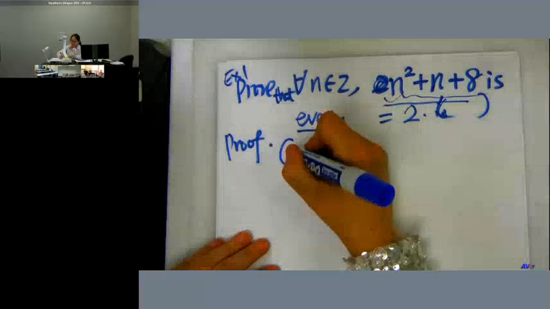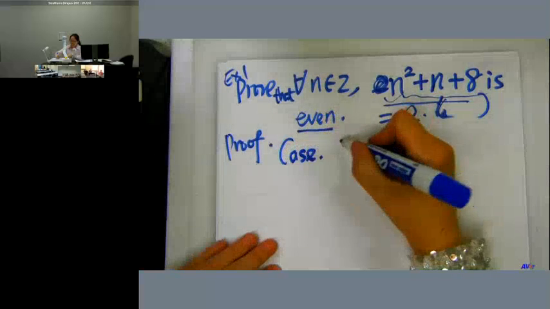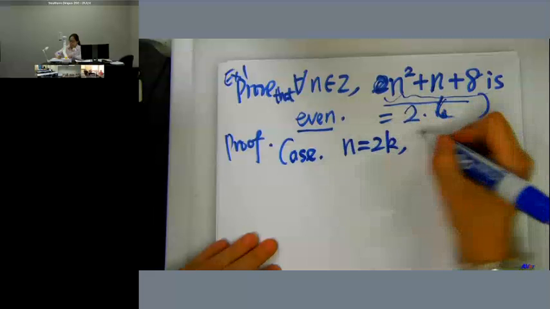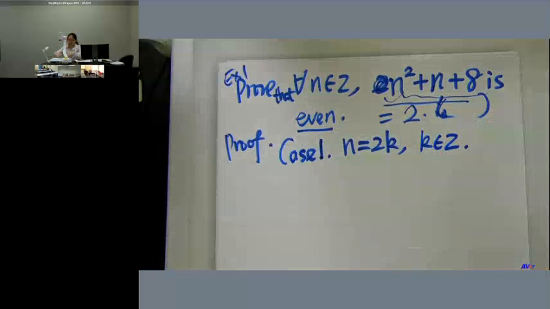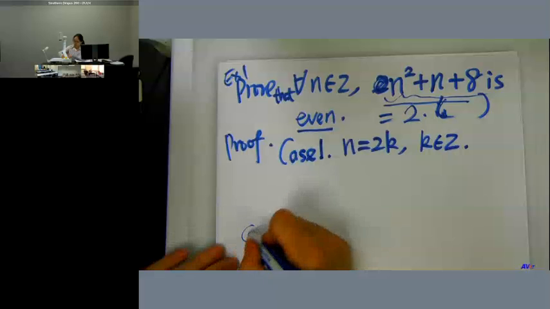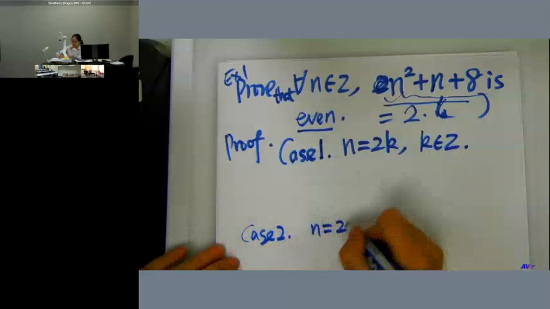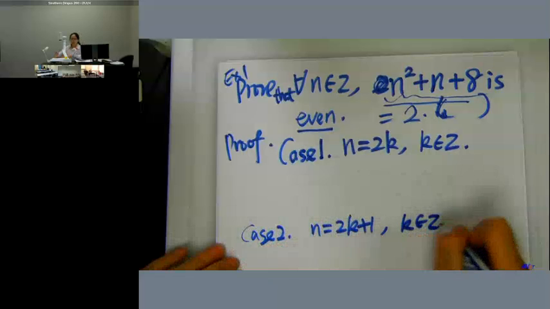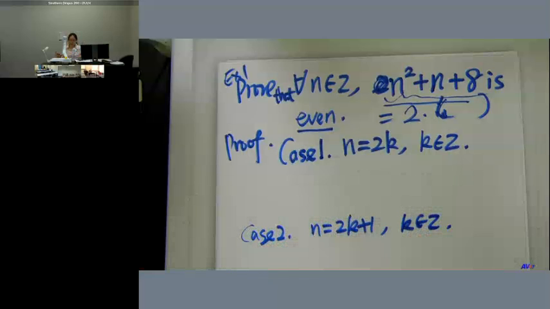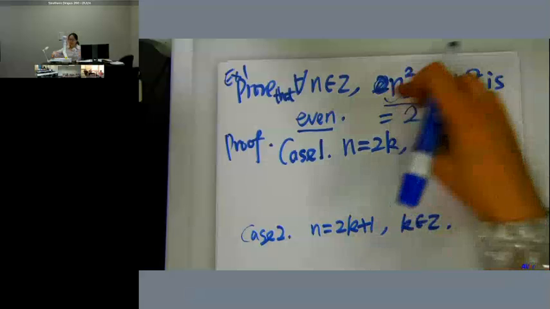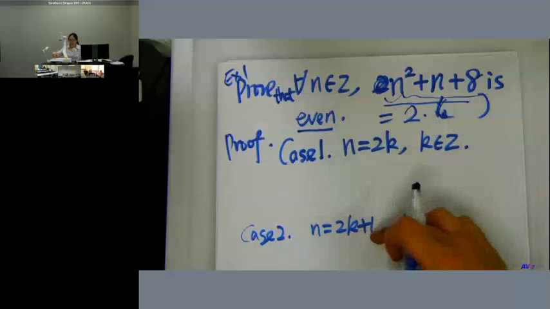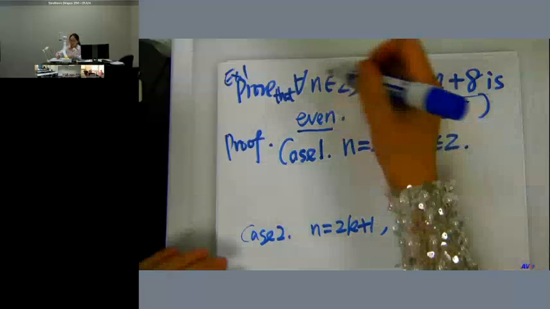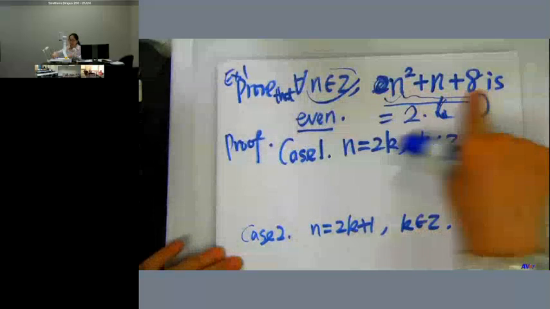Case 1: n is equal to 2k, where k is an integer. And leave a little bit of space right here because we also have to do case 2: n equals 2k plus 1, where k is an integer. Now take a second and look at these. Why are we doing this? First of all, the reason I have to do cases is because I cannot factor out a 2 from the original expression. And why do I do these 2 cases? Well, why would these 2 cases work? They ask us to prove that for any integer, this expression is always even.